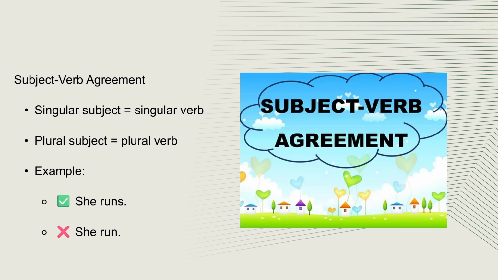Subject-verb agreement. Let's focus on subject-verb agreement. A singular subject takes a singular verb while a plural subject takes a plural verb. Example: she runs is correct while she run is not. This rule keeps your sentence balanced and grammatically correct. Always match your verb form with the subject of the sentence.